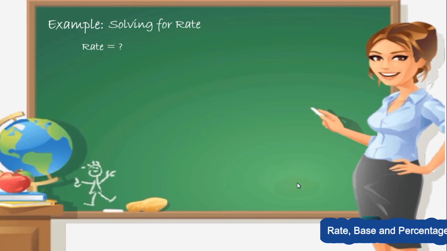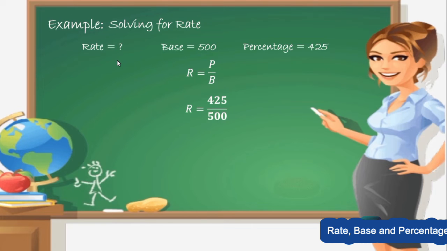Another example, solving for rate. Rate is question mark. Hindi natin alam. Yun ang hahanapin natin, yung rate. Now, yung base natin is 500. Yung percentage natin is 425. Paano natin kukunin yung rate na yun? Ano yung formula natin sa rate? Rate is equal to percentage divided by base. So R is equal to P divided by B.